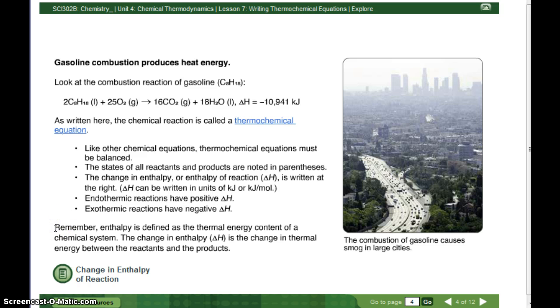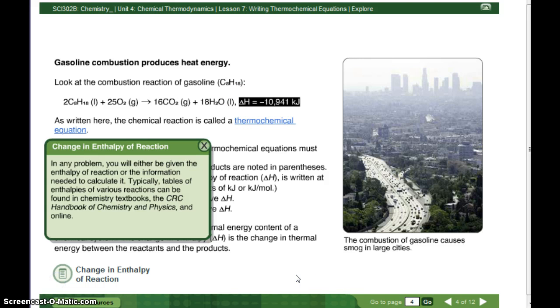Remember, enthalpy is defined as the thermal energy content of a chemical system. The change in enthalpy, or delta H, is the change in thermal energy between the reactants and the products. So basically, a fancy way of saying, oh look, this is how much heat is being released.